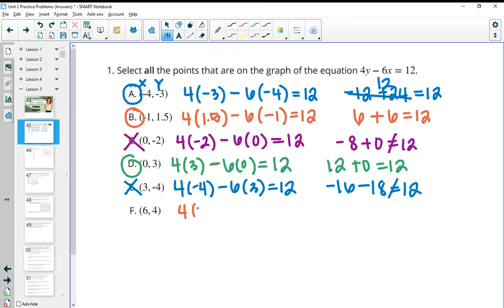F, so 4 times the y coordinate of 4 minus 6 times the x coordinate of 6. Does that equal 12? 4 times 4 is 16. -6 times 6 is -36. And that does not equal 12. So that is not a solution.